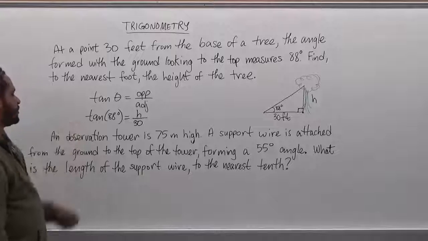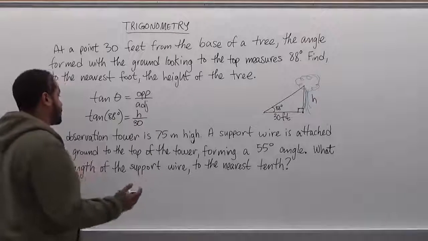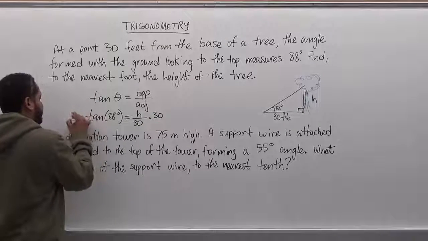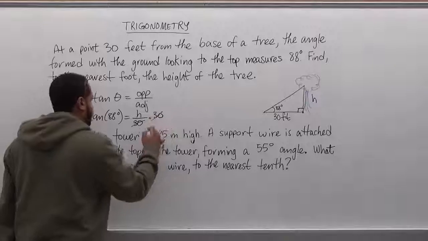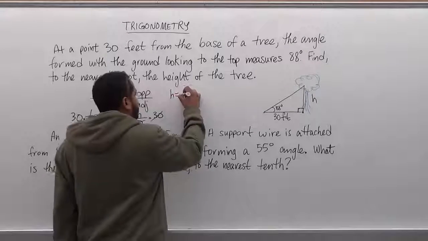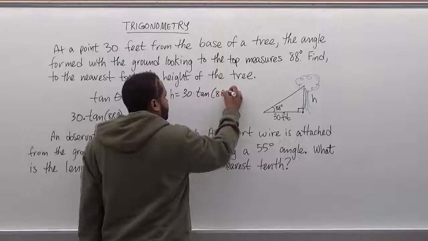Now to solve this problem, our first step we're going to take, since H is the numerator, we're just going to multiply both sides by 30. When we do that, we're going to get 30 on both sides. These 30s cancel away, and we have 30 times tangent of 88 degrees. So H is equivalent to 30 times the tan of 88 degrees.